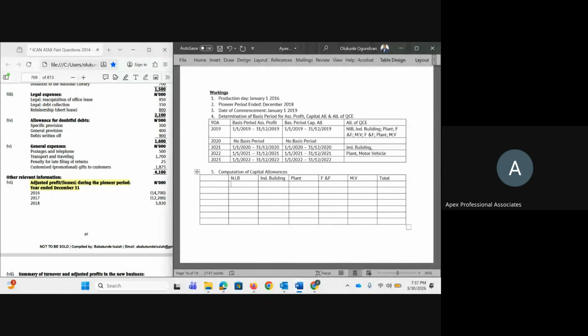Good. Total now. We have investment allowance 10%, initial allowance 15%, 15, 50, 25, and 50. Is Abby there on this call?